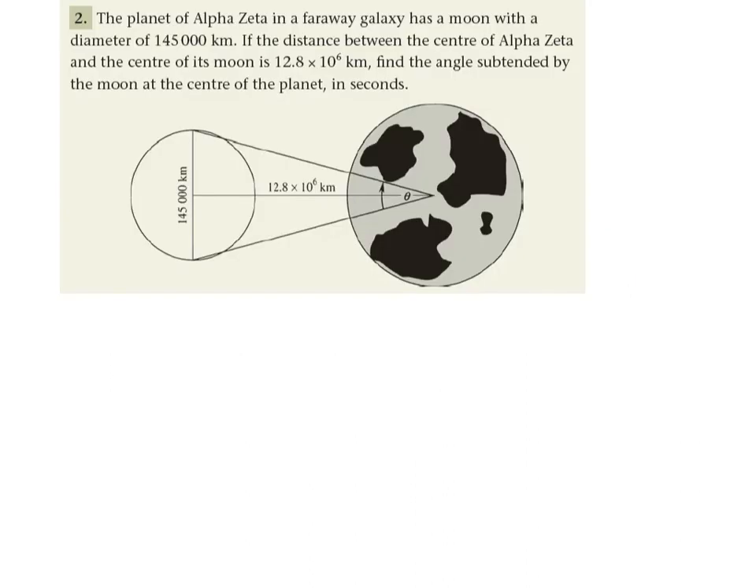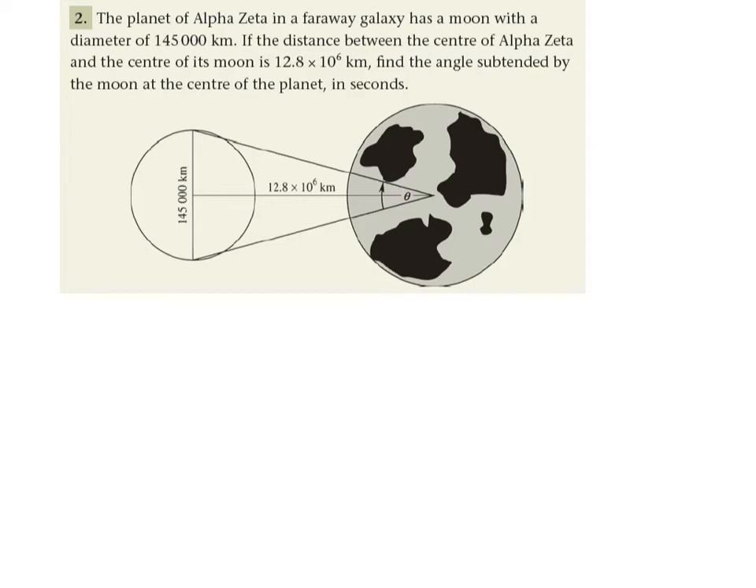And this is an example from your textbook. The planet Alpha Zeta, so this is the planet Alpha Zeta here, in a faraway galaxy has a moon. Here's the moon, with a diameter of 145,000 kilometres. If the distance between the centre of Alpha Zeta and the centre of the moon, so that distance there, is 12.8 times 10 to the power of 6 kilometres, find the angle subtended by the moon. So they're asking us to find this angle theta, the angle subtended by the moon at the centre of the planet in seconds. That's the angle there.